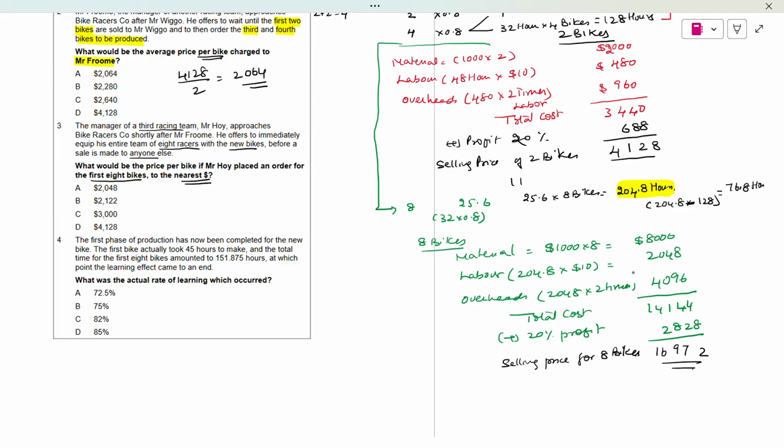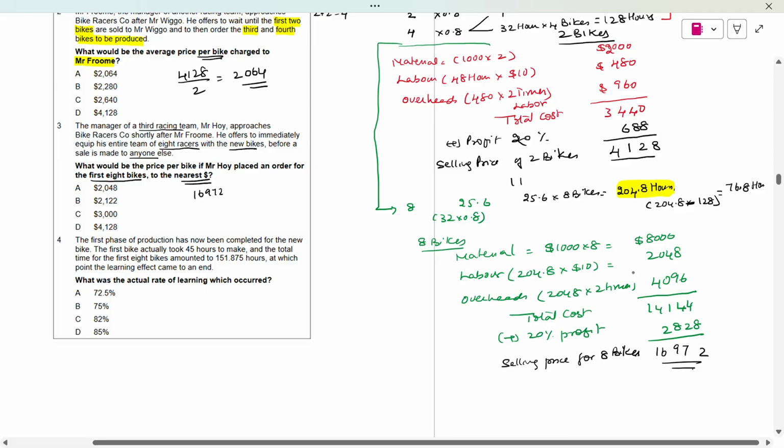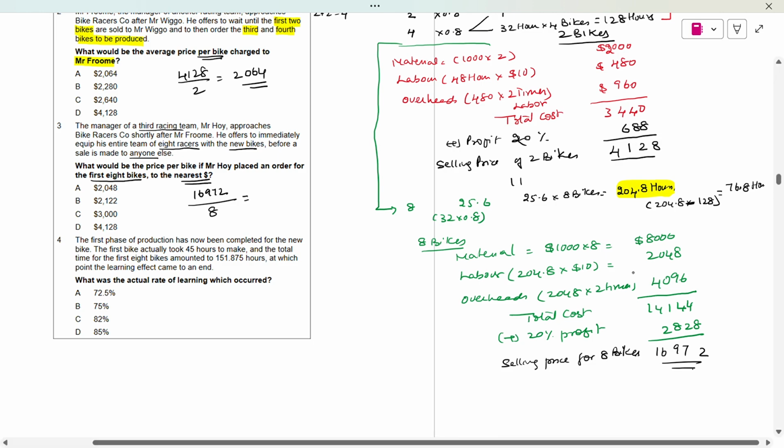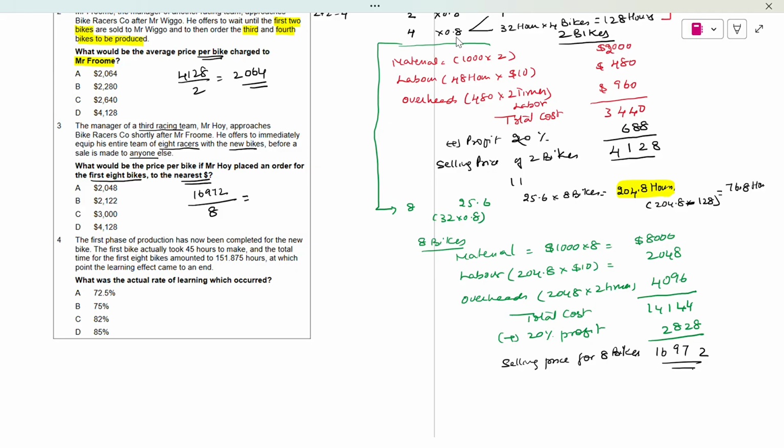Okay, now what do we have to do? We have to see 16,972 divided by 8. How much will you get? 212.6.